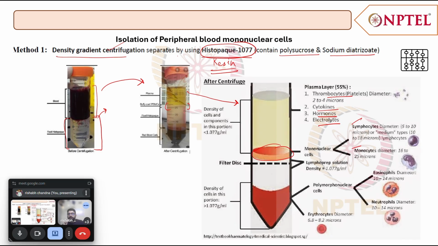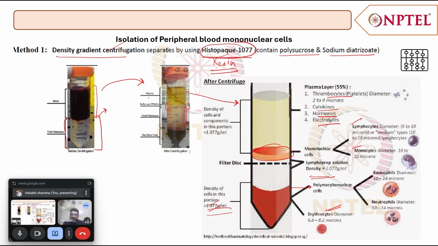Then we have the Histopaque layer, which has its own density. And at the bottom we have the RBCs, which have a density greater than the density of the Histopaque. So here we have erythrocytes and all those cells that have a density greater than the density of the Histopaque. Eosinophils and neutrophils also come into this region.